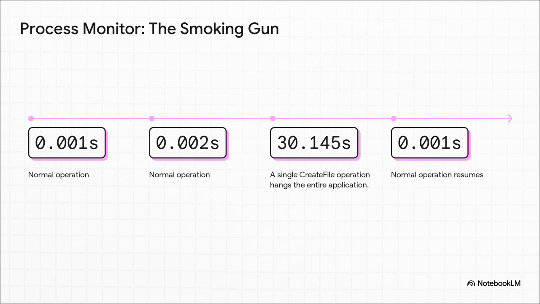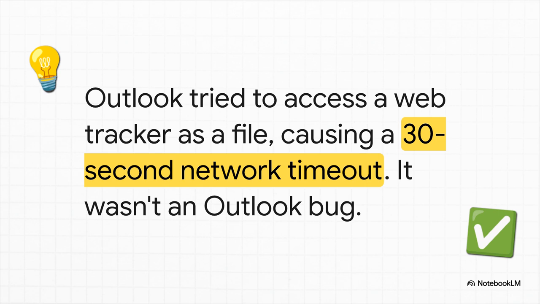You see the duration column, thousands of little operations taking just milliseconds. And then, bam, one single file operation takes over 30 seconds. That's it. That's our smoking gun. The entire half-minute freeze is caused by this one single event. So here's what was happening.